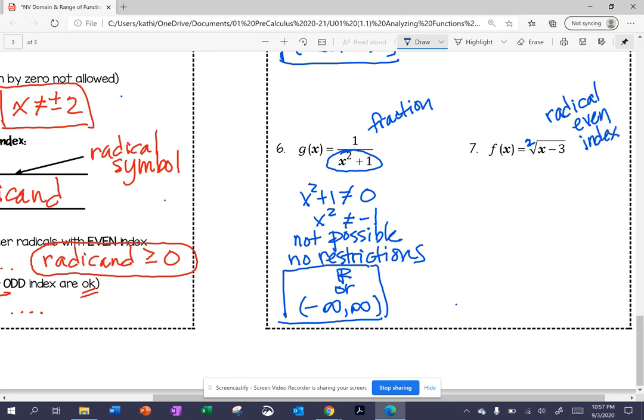Since I have a radical with an even index, I'm looking at what's under the radical. So x minus 3, and I know that cannot be negative, so it has to be greater than or equal to 0. Solving for x, I'm going to add 3 to both sides, and I get x has to be greater than or equal to 3.